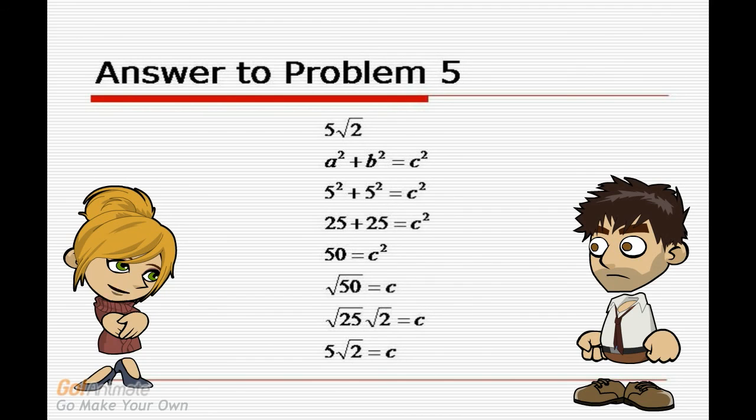We substitute into a squared plus b squared equals c squared. We get 5 squared plus 5 squared equals c squared or 25 plus 25 equals c squared. This is 50 equals c squared. Taking the square root of both sides gives us the square root of 50 equals c. This simplifies to 5 square root of 2. Thank you, Rhonda. Tiffany, would you like to try another problem?